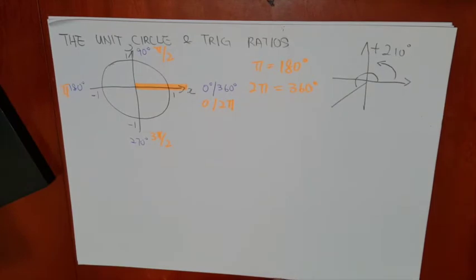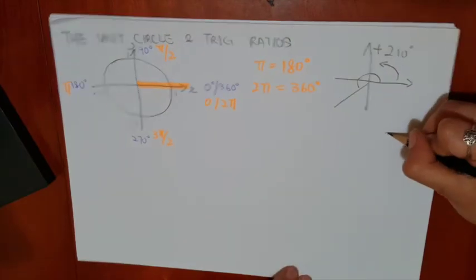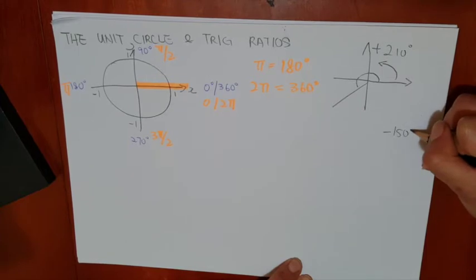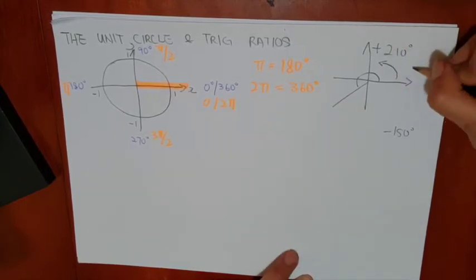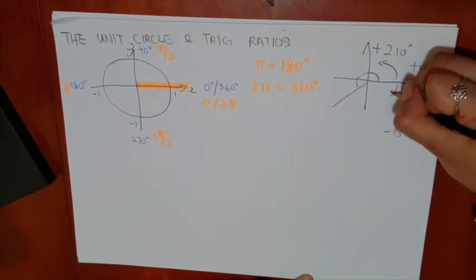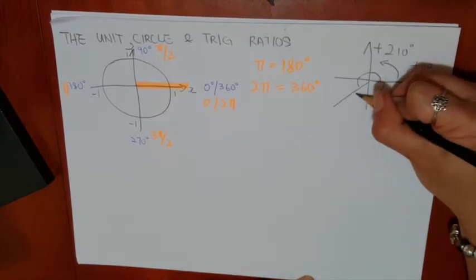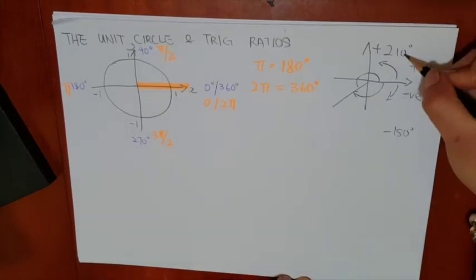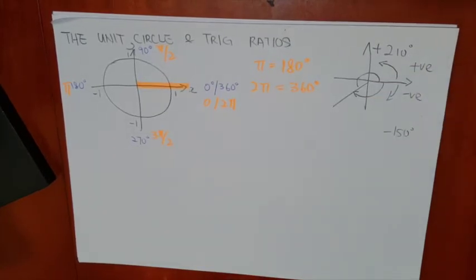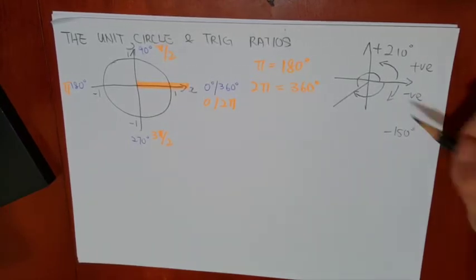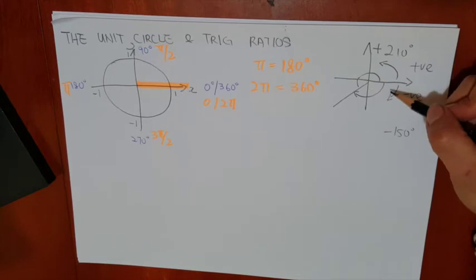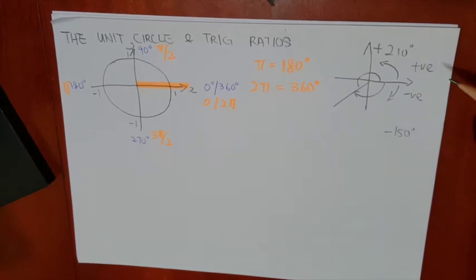So what if there's another angle that's, let's say, negative 150 degrees? If positive goes this way, negative needs to go the other side. And so spinning this 150 will get to this point. So 210 plus 150 is equivalent to 360, which is a full revolution, and therefore 210 degrees is equivalent to negative 150 degrees.